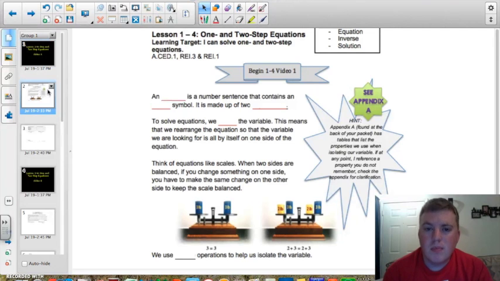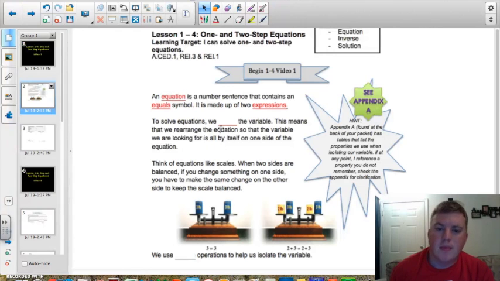Alright, so an equation is a number sentence that contains an equal symbol. So this is different than the expressions I talked about with you guys in lesson 1-2 because the expressions did not have the equal sign. An equation is made up of 2 expressions. So we're taking those two different expressions like we talked about in 1-2 and we're merging them together with that equal sign.